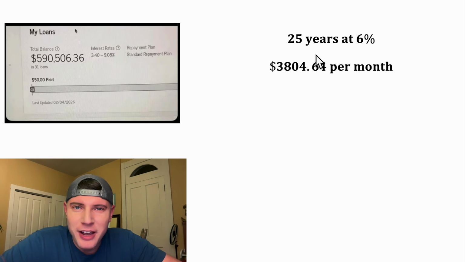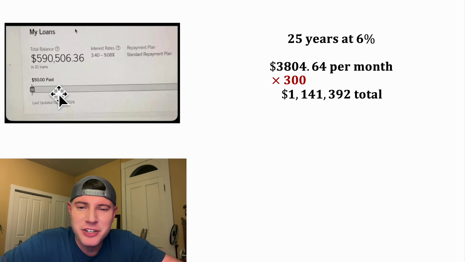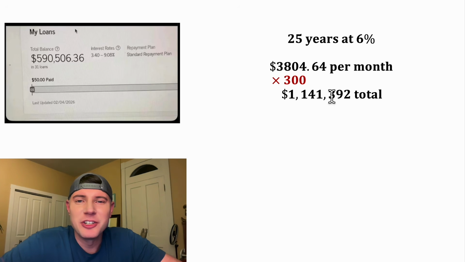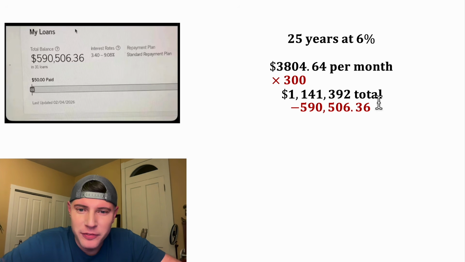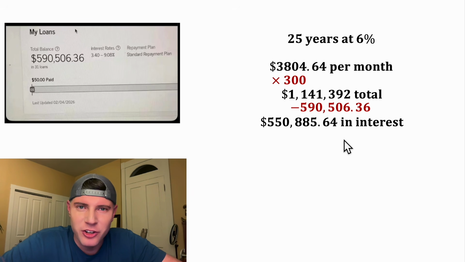So for 25 years, they're going to make monthly payments of $3,800. That's 300 monthly payments. If we multiply this by 300, that gives us a total amount paid on the loan of $1.1 million. That's almost double the value of the loan today. I wonder how much of this went to interest. If we end up taking the total and subtracting the current loan value, that's going to give us the value of interest. In this payment plan, it's going to end up being about $551,000 in interest. That's almost the size of the loan.